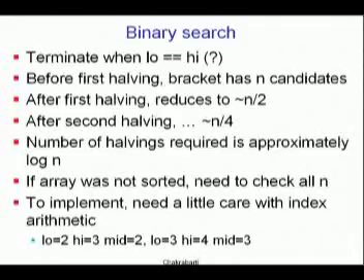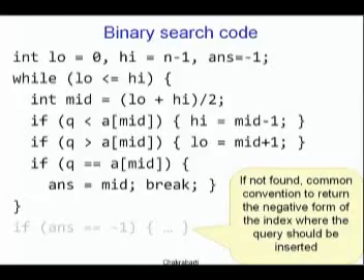Now to implement, we need a little care with index arithmetic, because as we've already seen, if low is equal to 2 and high is equal to 3, then (low + high) / 2 is again low. So to make sure you don't miss some elements or fall into infinite loops, you have to code a little bit carefully at the edges of your iteration. So this will work in all cases.